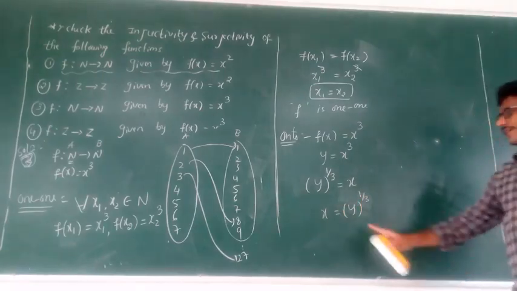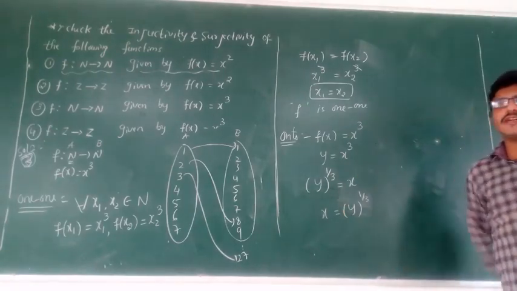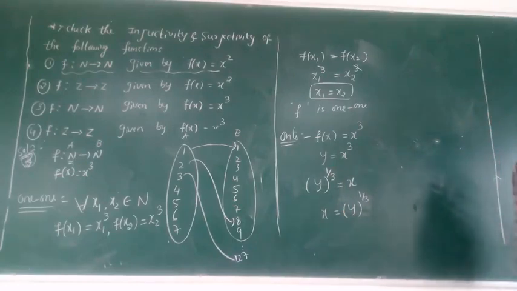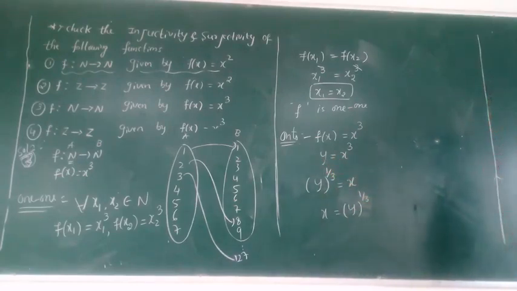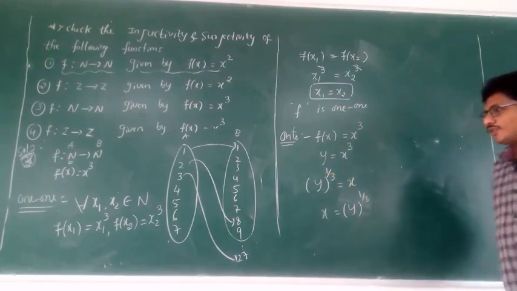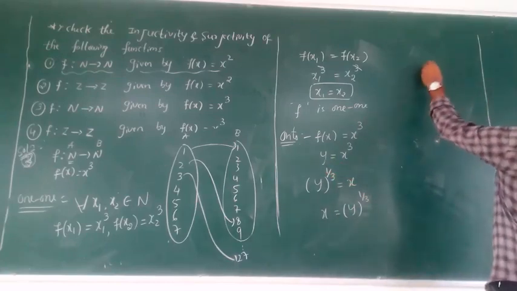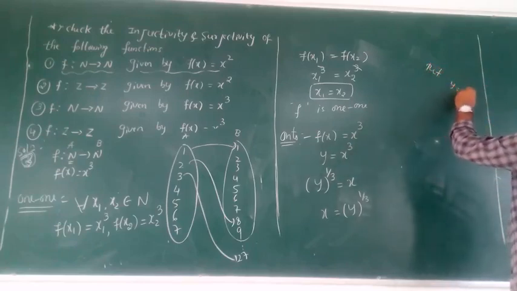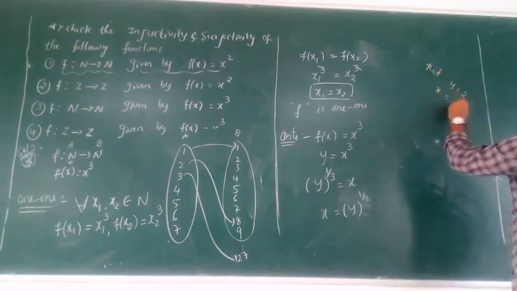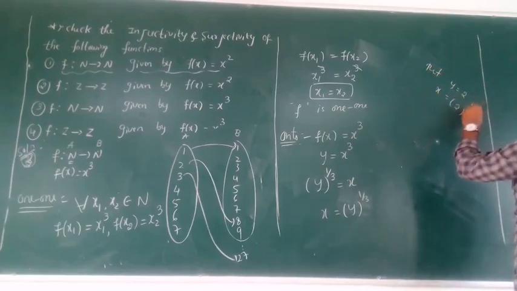Now you check that one. Set B elements are connected with the set A elements. Check whether it is possible to say it is onto or not. Just check that one. Put y, any element you take. Put y equal to 2. What happened? x is equal to 2 raised to 1 by 3.